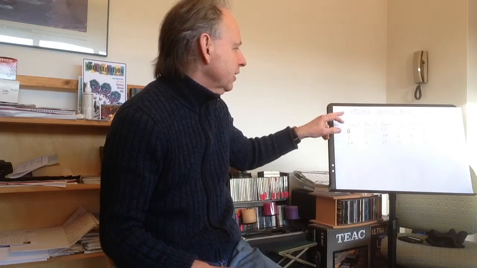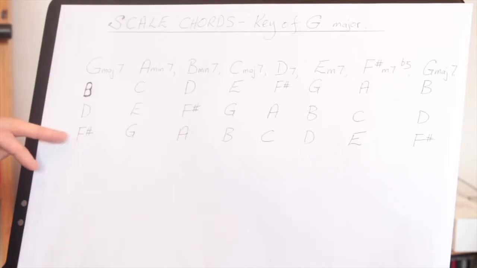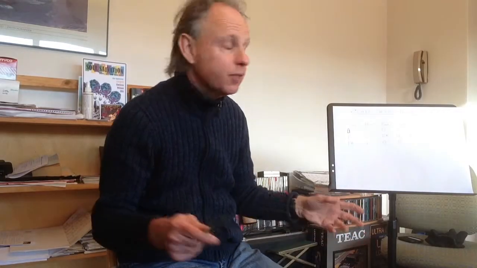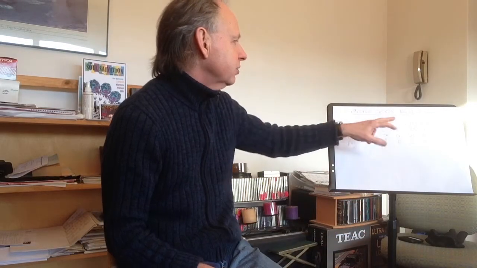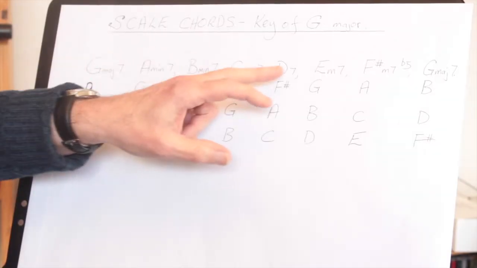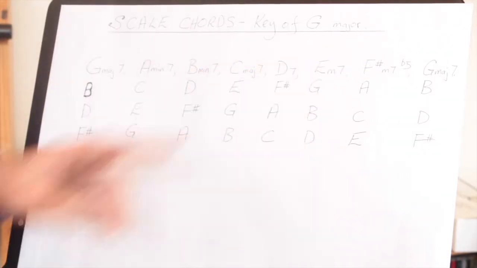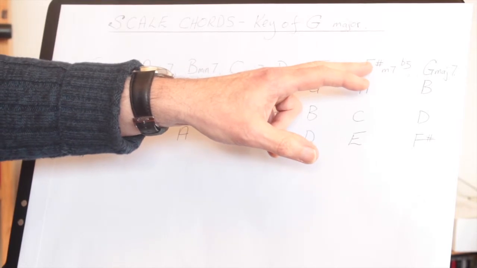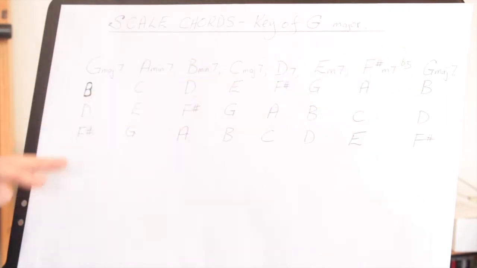Okay, and then the last note in the G major 7th chord is an F sharp. You'll find that is the 7th note of the major scale, which is why it's a major 7th chord. Let's count along the scale then. 1, 2, 3, 4, 5, 6, 7 notes in the scale to the octave, and F sharp is the 7th note.